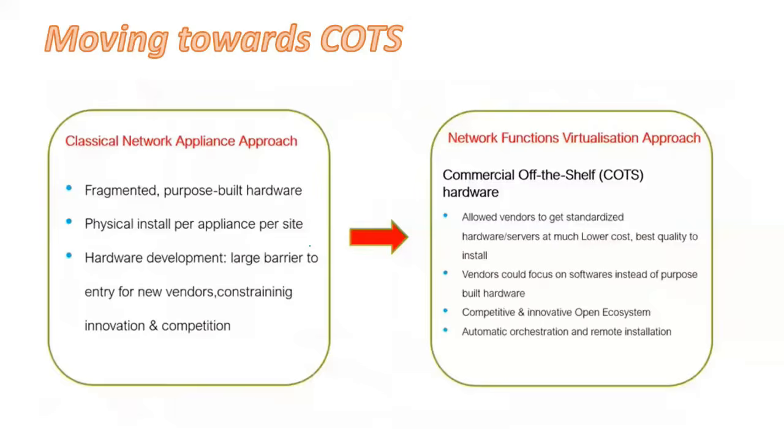As I said about COTS, previously our approach was fragmented, and we proposed one hardware per function. If we made hardware for MME, that physical thing could be used only for MME. We couldn't use it for SGSN or Node B or anything else, right? And we had to go for physical installation per application. We had to do a lot of hardware development, and we had to invest a lot in hardware development.